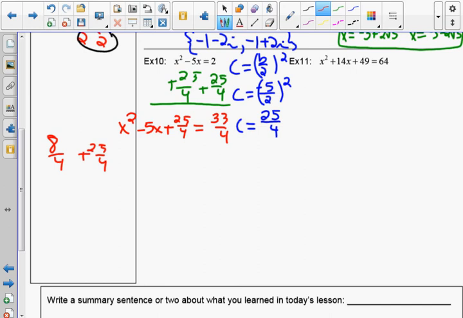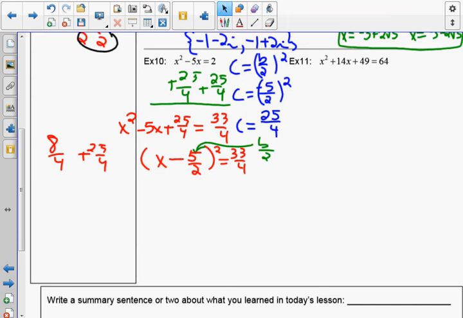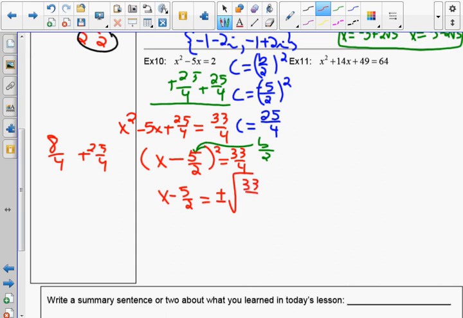So now we're moving on, and we're going to factor this perfect square trinomial. So when you do that, we're going to have x minus, and again remember, this number right here is always, always, always going to be b over 2. Well, our b over 2 in this instance is going to be a negative 5 halves. So we have x minus 5 halves squared is equal to 33 over 4. So now we're going to square root both sides. So we get x minus 5 halves is equal to plus or minus square root of 33 over 4.